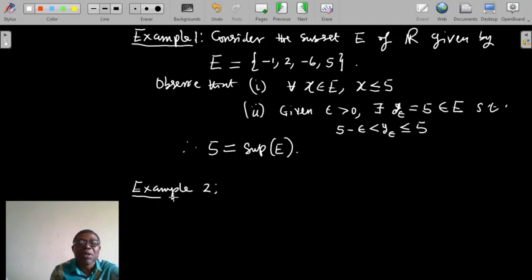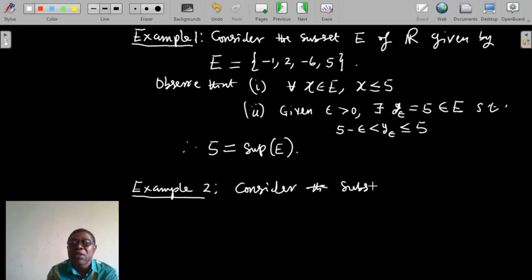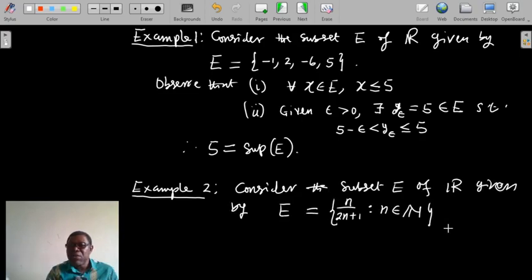Example 2, let us consider a set. Consider the subset E of R given. If we look at that set, I would like us, in this case, to show that the supremum of this set E is equal to half. We want to show that the supremum of this set is equal to half.